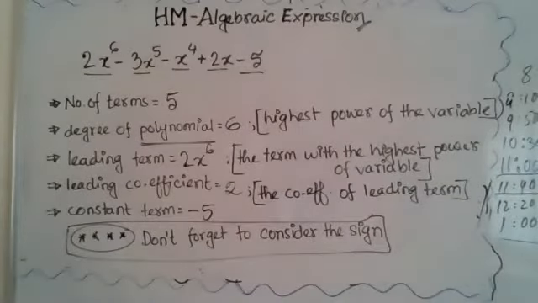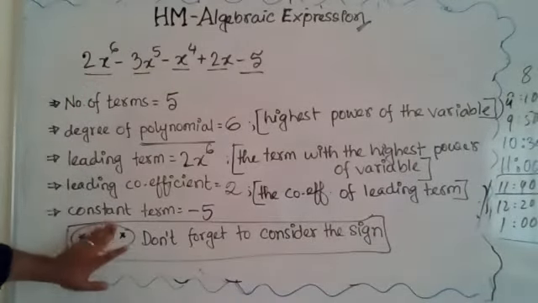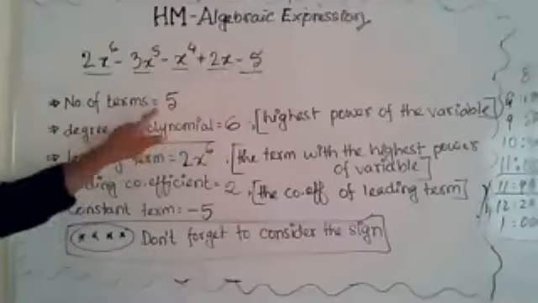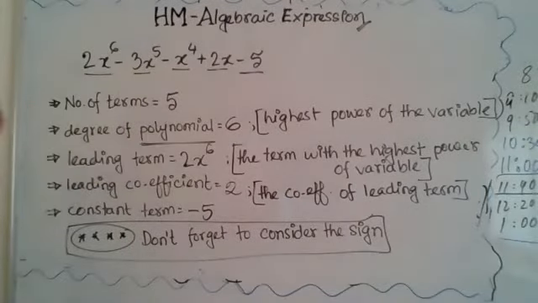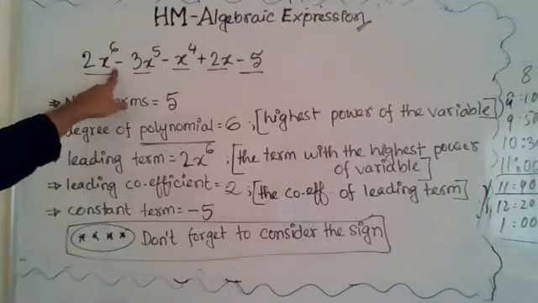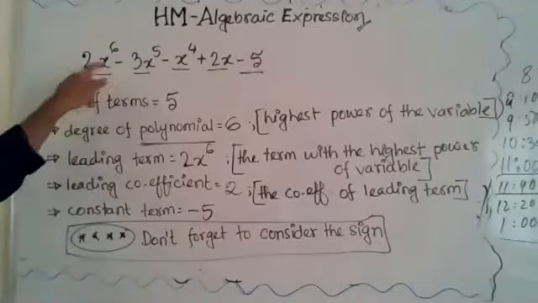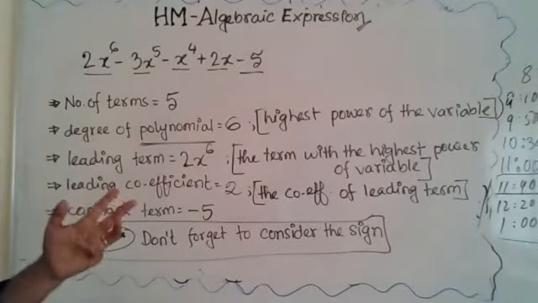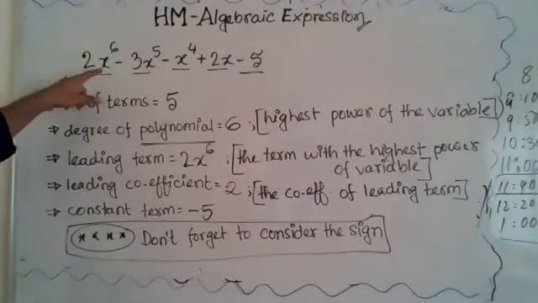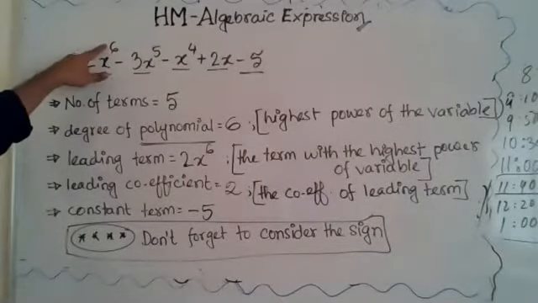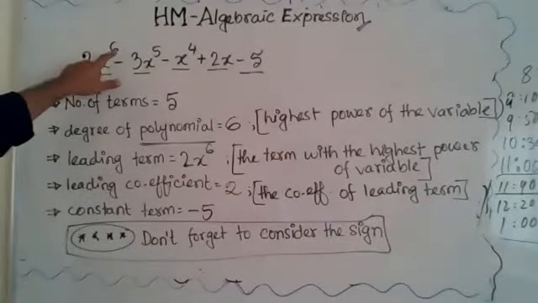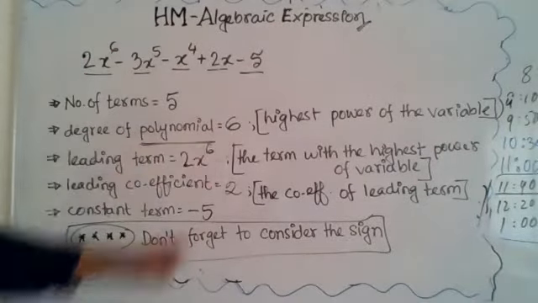Don't forget to consider the sign. So clear? I hope there is no more doubt. Number of terms we will count 1, 2, 3, 4, 5. So 5. Degree of the polynomial, highest degree of the variable. I hope you know what is variable, right? Here x is the variable. If you want, you can change the value of x. You can put the value of x as 1, 2. The value of x may vary. That is why it is variable. So the highest power of variable is 6, right? So this will be the leading term, and since the highest power of the variable is 6, that will be the degree of the polynomial.